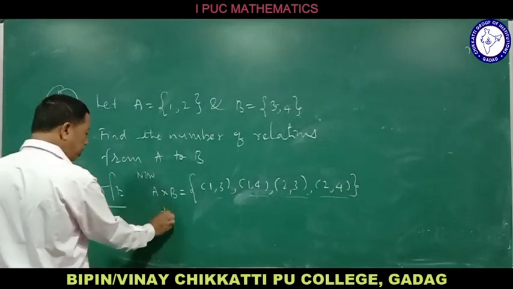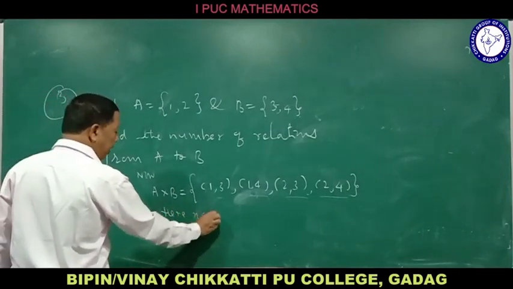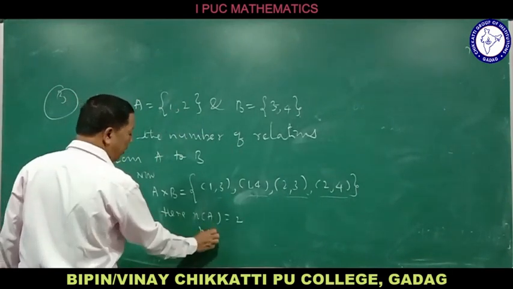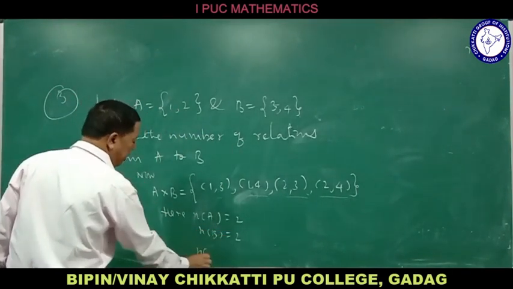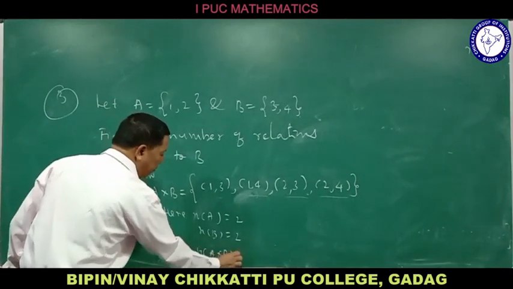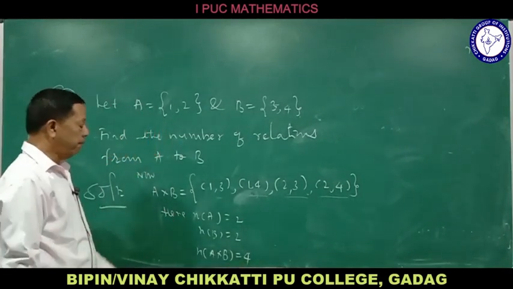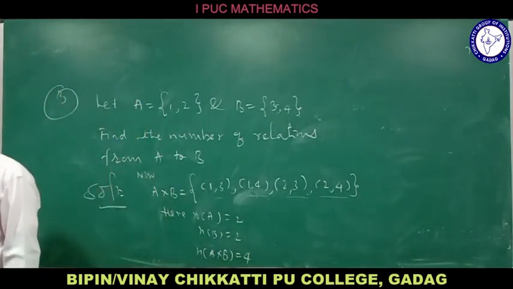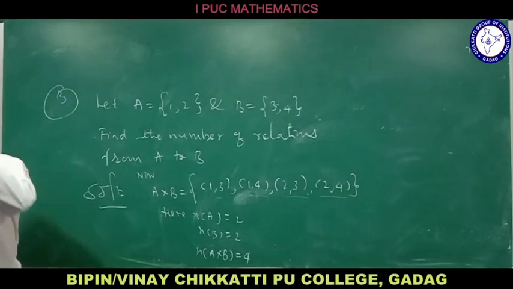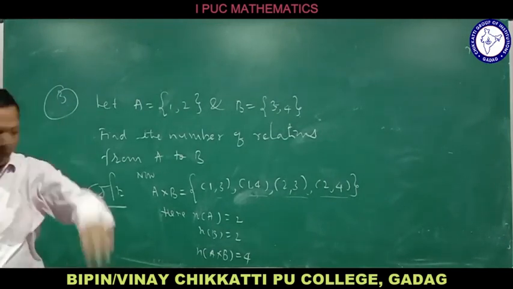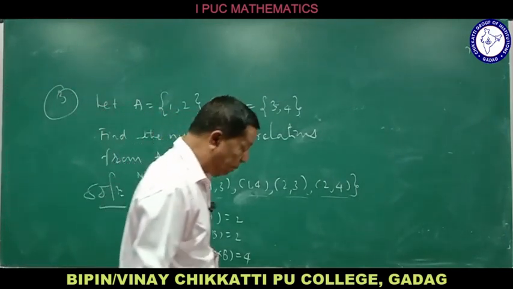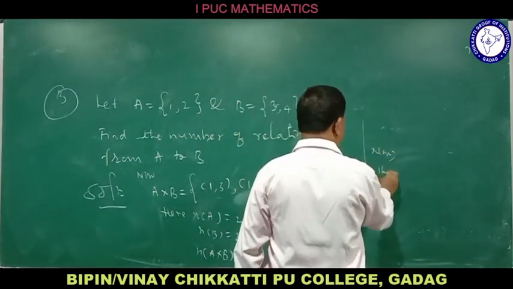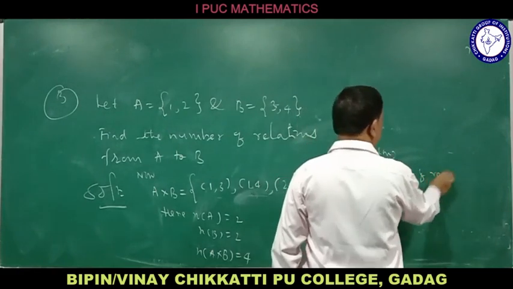Here you understand that n(A) is 2, and n(B) is 2. n(A cross B) is 4. The number of elements in A cross B is 4. You have understood the number of elements, but now you have to find the number of relations.